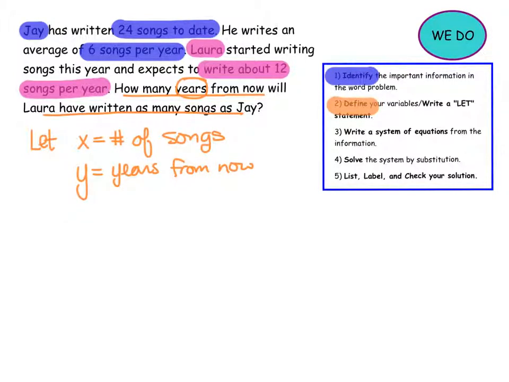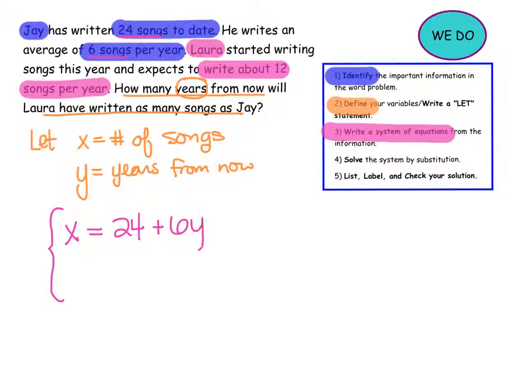Does that come to you right away? Now that we've done steps 1 and 2, we're down to step 3, where we have to write that system of equations. So remember, it's challenging for now, but the more we practice, the easier it will get. Looking at Jay, we know he has 24 songs currently, and he writes 6 songs a year. So, if we add it all together, we would get our number of songs, which would be the 24 songs he currently has, plus his 6 songs every year.